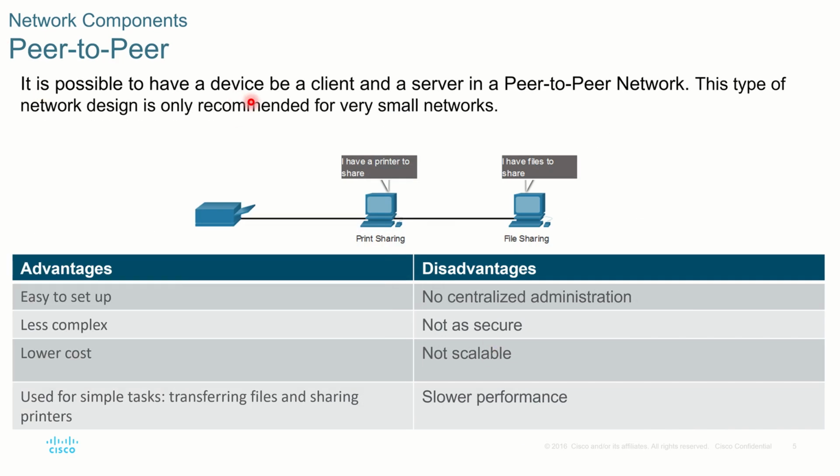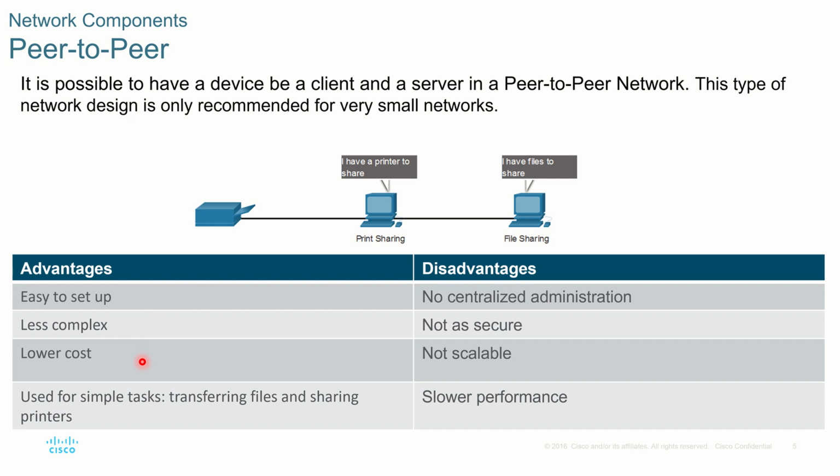It is possible for a device to be a client and a server in a peer-to-peer network. In a peer-to-peer network, each device can act as both client and server. Devices share resources directly, such as files and printers, without a dedicated server. A peer-to-peer or P2P network is suitable for small networks because it is easy to set up, less complex and low cost.